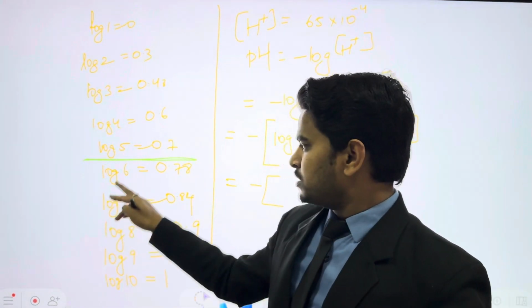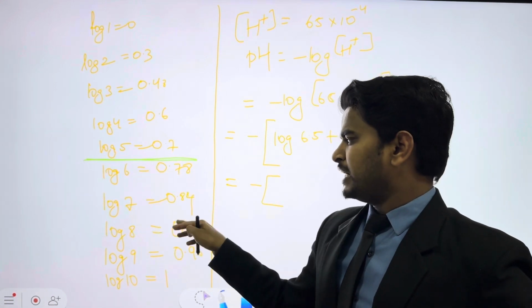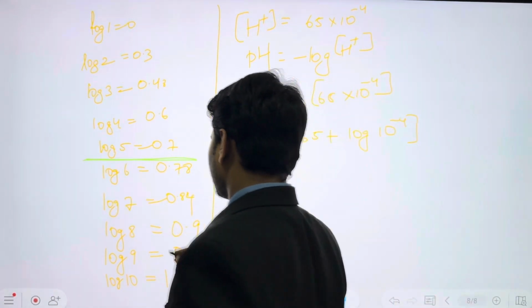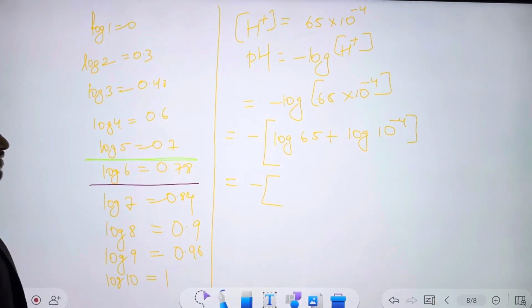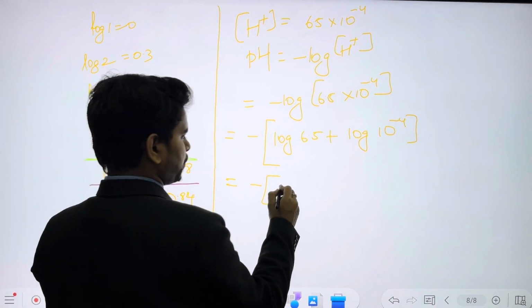0.81. Log 6 is 0.78. Log 7 is 0.84. So 6.5 will lie in between, and that's why we can say that the value will lie in between as well. So value can be 0.81. So let's write it as 0.81.